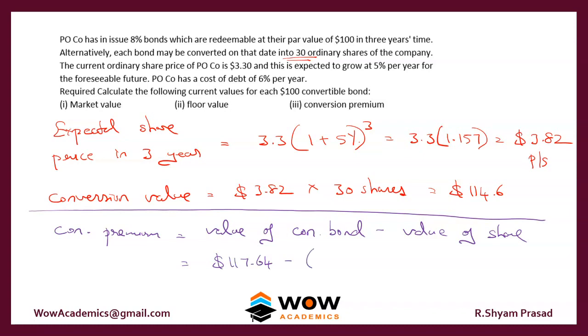minus the value of shares. Each share is worth how much? Each share is worth 3.3, and we will get 30 shares in the future. But how much are we paying additionally in terms of the share? So we would be paying 18.64 as the premium. Rather than buying the share, how much extra do we pay for the convertible bond with the share option? We are paying 18.64 higher. So that is called the conversion premium.